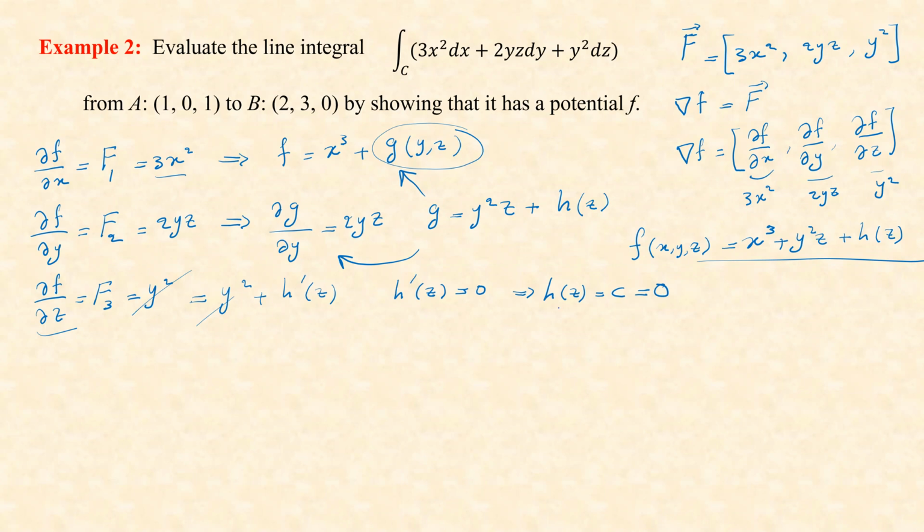So one of the functions F that we can get is just F becomes X cubed plus Y squared Z. Of course, you can add a constant because it doesn't change the gradient. For every derivative that you take, this C goes away. So we can take it just to be 0. So F is this, right?